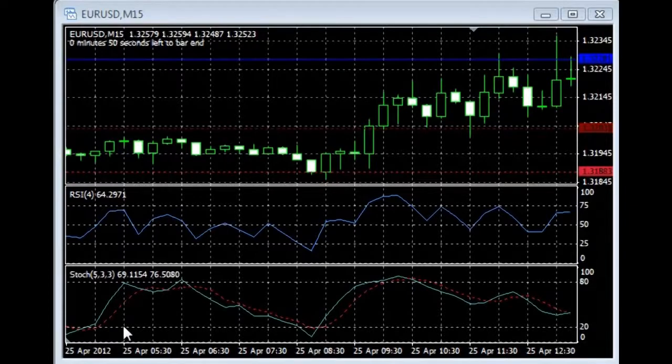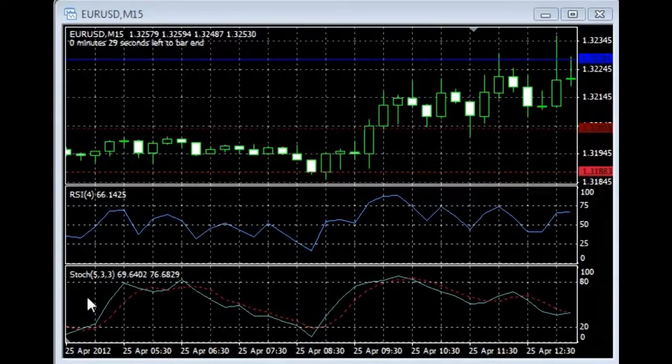The indicator below is just your standard stochastic indicator. Again, it comes with the MT4 platform. You do not need any special indicators or anything for that. It just comes with the platform. The default settings are 5, 3, and 3. Just go ahead and leave those alone.